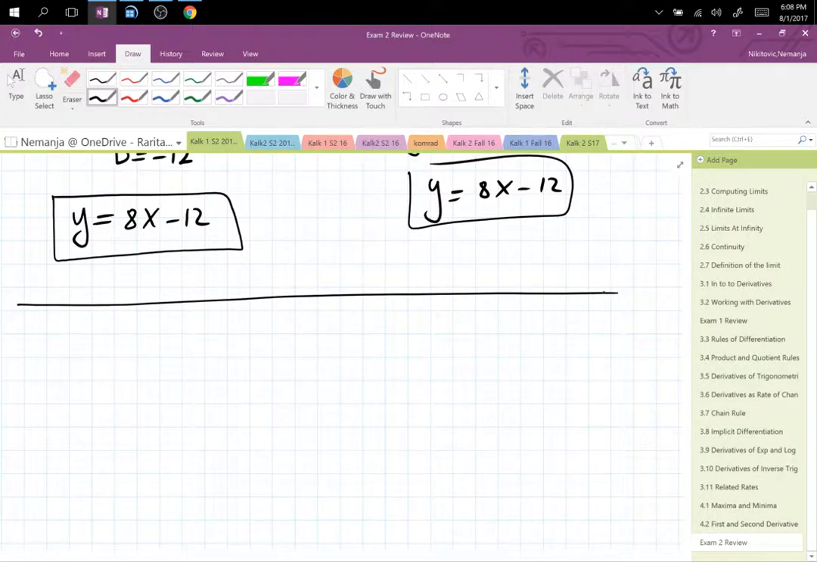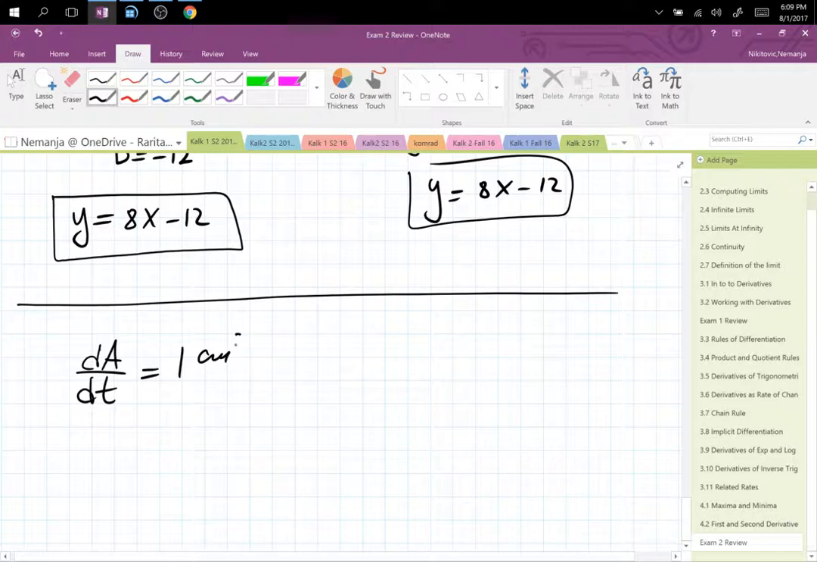All right, I have a problem here. What does it say? The area of a circle increases at a rate of 1 centimeter squared per second. So it clearly said that the area increases at the rate. As soon as you see the word rate, that's the derivative.